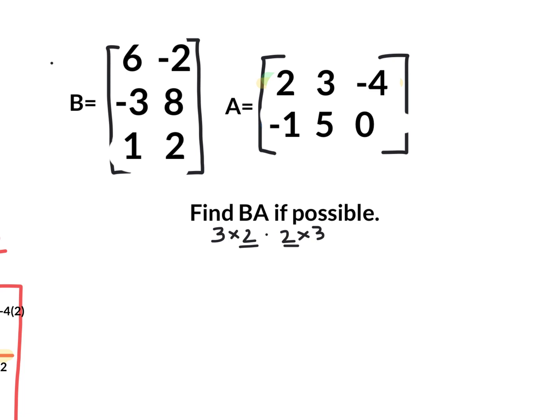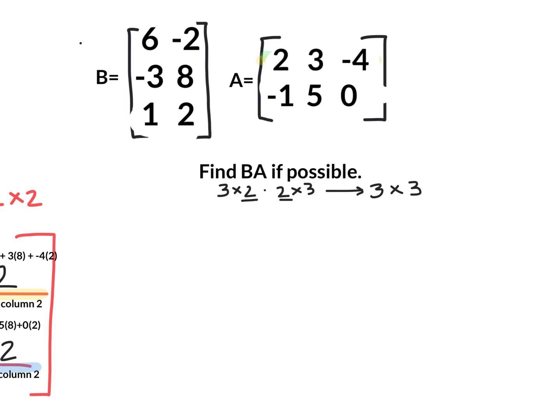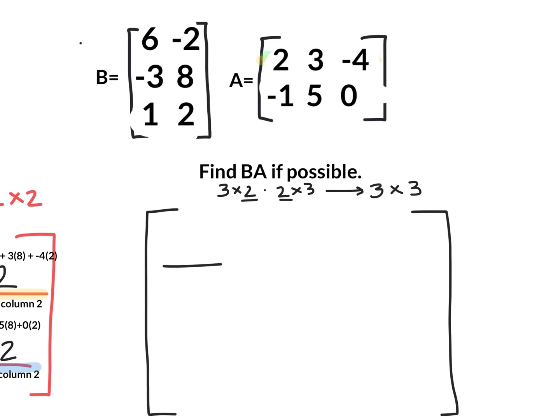Notice this time the inside dimensions still match, but my result is going to be those outside parts, so my result is going to be a 3 by 3. So just as I started the last example, I'm going to start by drawing myself a large 3 by 3. If you didn't skip lines last time, hopefully you see you probably should do that now. And we're going to do that here and go ahead and set that up with the blanks.